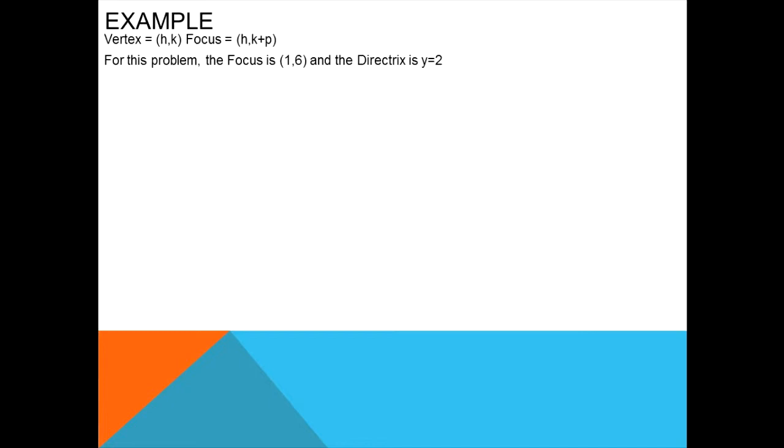So on to the example. For this problem, the focus is 1, 6, and the directrix is y equals 2. I've given you some hints at the top with the vertex equals h, k and focus h, comma k plus p. So we'll get on to the answers. If you feel like you can do this, it's a little bit more complicated than the others. We'll be moving on with the answers now.